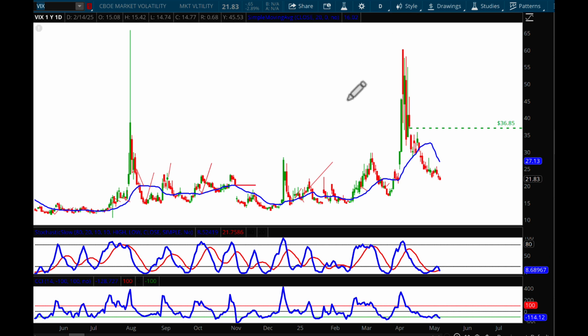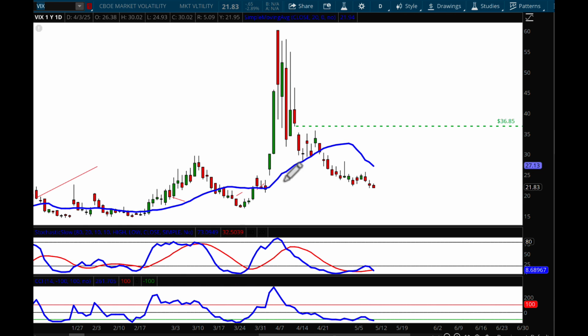Okay, now let's talk a little bit about the VIX. The volatility index has already filled this downside open gap, and the oscillators are extremely oversold down here. Now, you see this green dotted line. That represents the open gap above the market on the VIX. Now, remember, for the most part, the VIX is inversely related to the S&P. I'm giving you a guarantee that that gap will fill at 36.85.